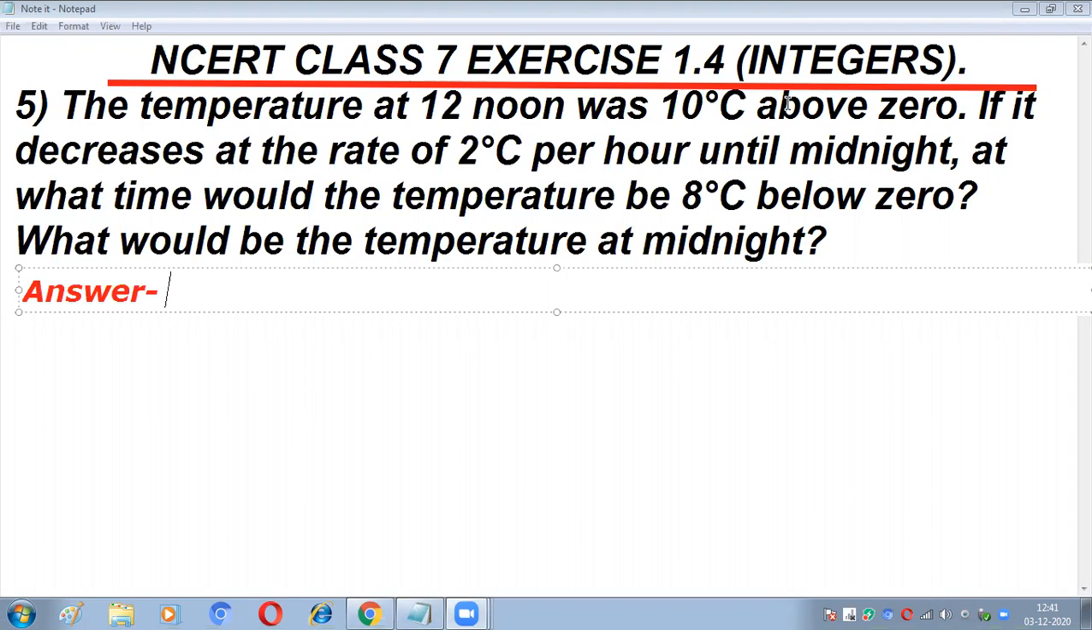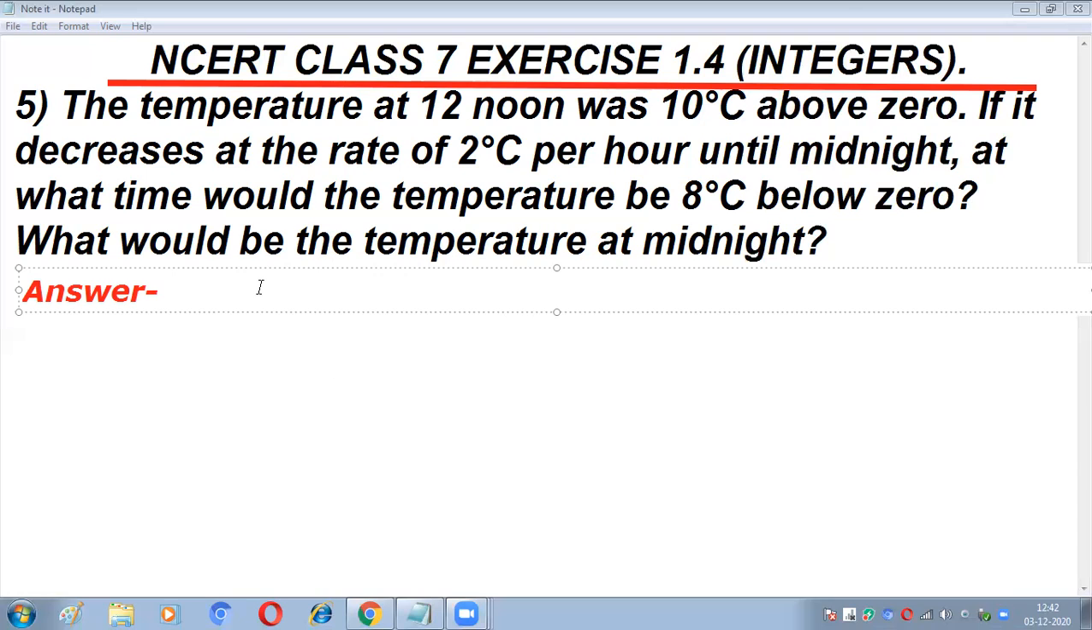So now we will solve question number 5. Question number 5 is saying that the temperature at 12 noon was 10 degrees Celsius above zero. If it decreases at the rate of 2 degrees Celsius per hour until midnight, at what time would the temperature be 8 degrees Celsius below zero? What would be the temperature at midnight?